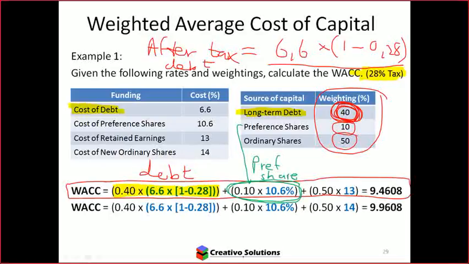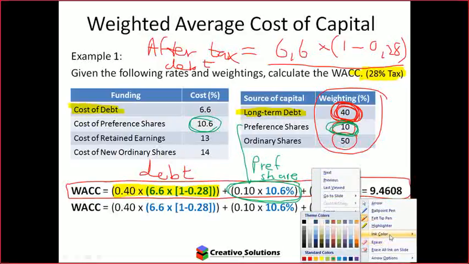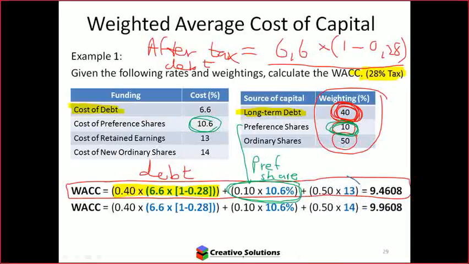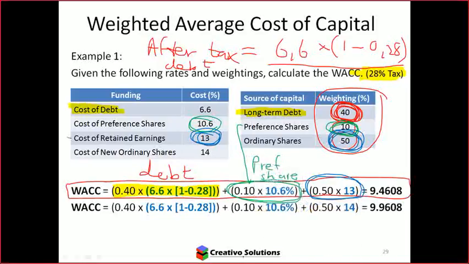So what is it? It's the cost times the weighting. And then what's this last bit representing? Ordinary. Yes, that's representing the ordinary share. Right, but what did I give you in this question? I tried to show it here because there's a slightly different cost.